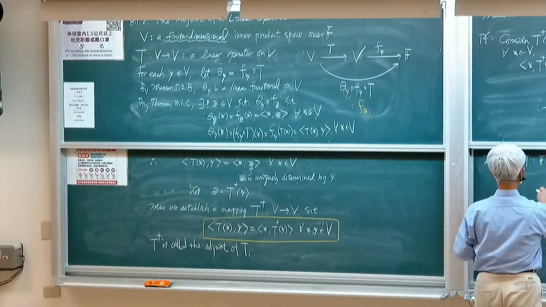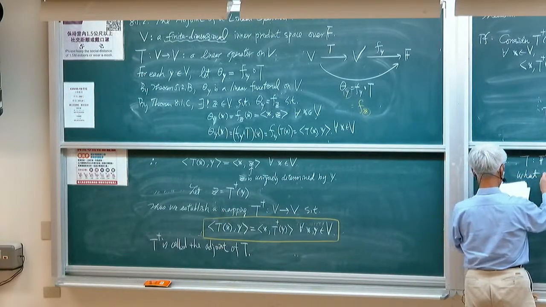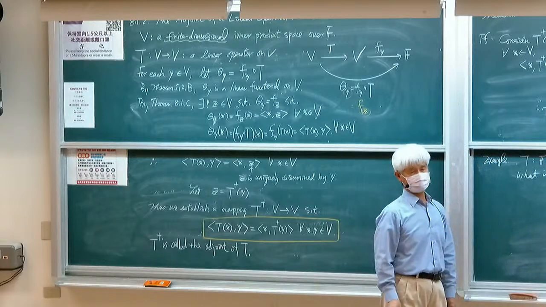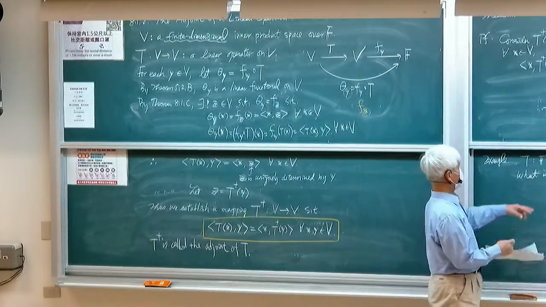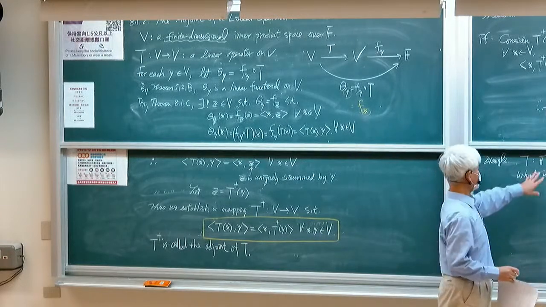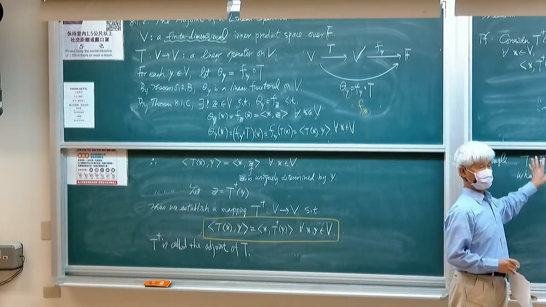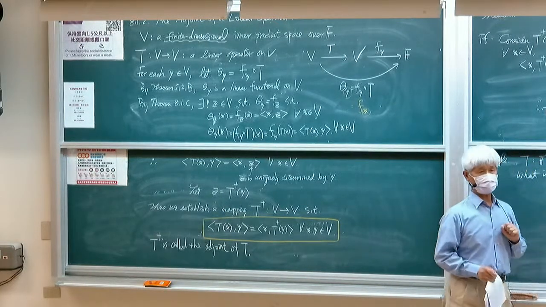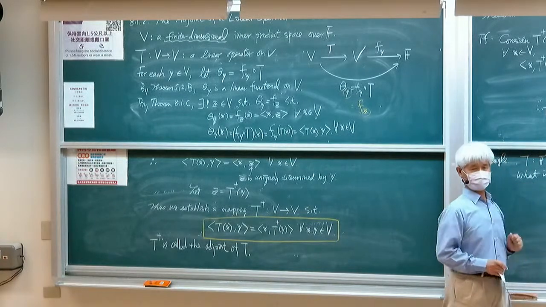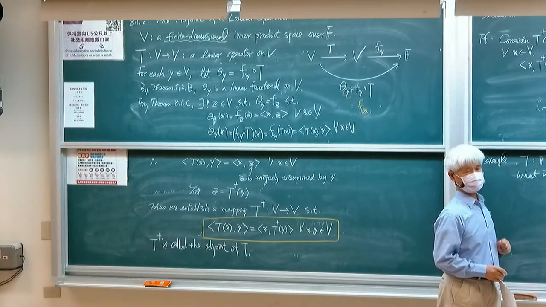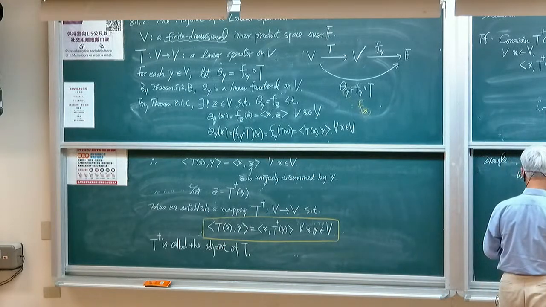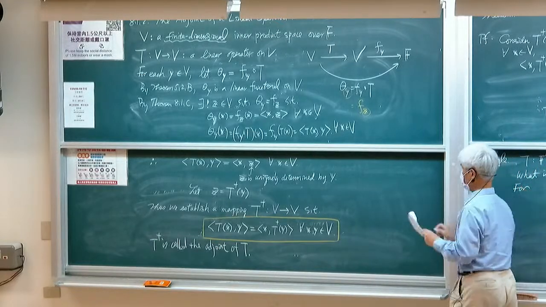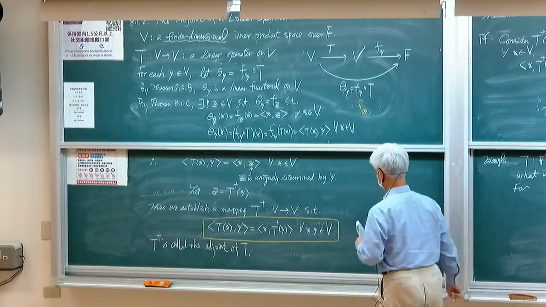Okay, so now our question is, what is T star? What is this adjoint? We know the adjoint T star is also a linear operator on the Euclidean space. So there is a matrix associated with T star. So what is this matrix? That is the question. To resolve this question, always think about the functional relationship.